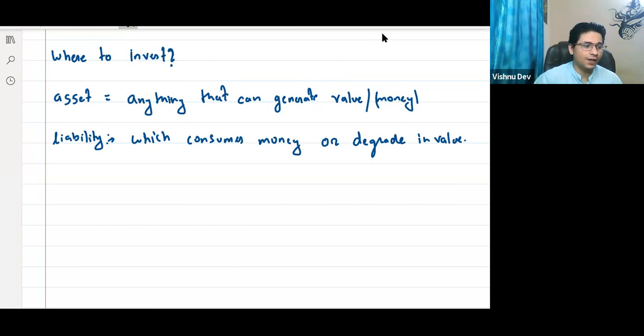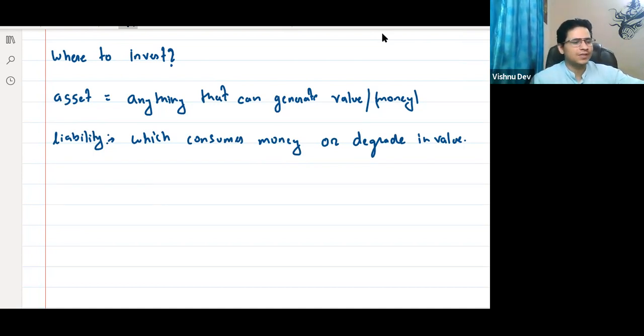But if I'm talking about the same car which is used by drivers, like Ola, Uber, then is that car an asset or liability? Sir, because from that car we can generate money. Then in that case, it will become an asset. Correct. So I can say the same thing can be an asset or liability depending on the usage, how it is used.